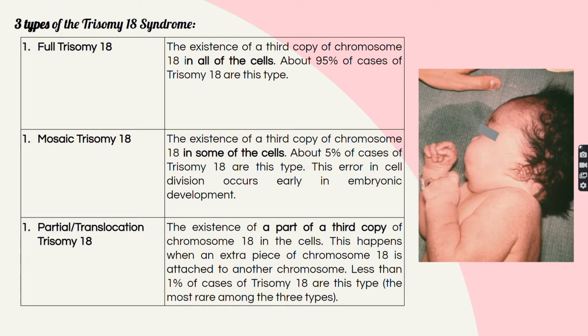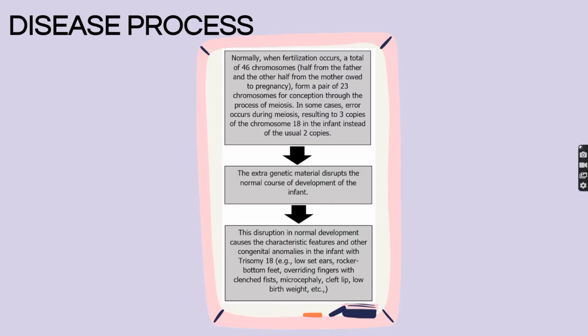This happens when an extra piece of chromosome 18 is attached to another chromosome. Less than 1% of cases of T18 are this type, making it the most rare among the three types. Shown in the slide is the disease process of trisomy 18 or Edwards syndrome.